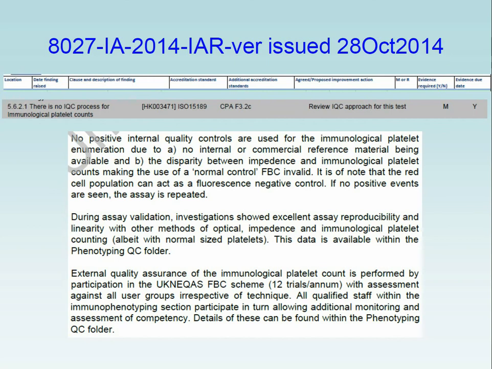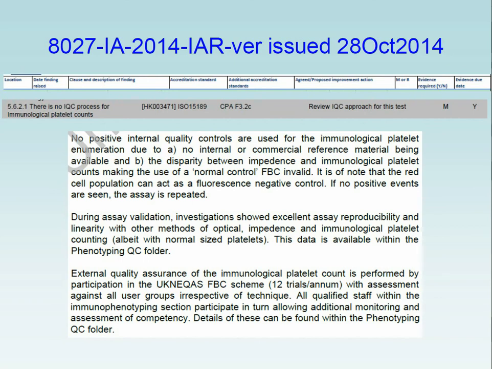And I should have had a result chart there. But essentially, we felt there was no material in which we could do it. If we take normal peripheral blood, the reason we were doing immunological platelet counts is because they are often different from what you produce on the normal analyzer. So just taking a full blood count from the routine lab and analyzing, we would frequently get a different result to it. Therefore, it was useless as IQC.